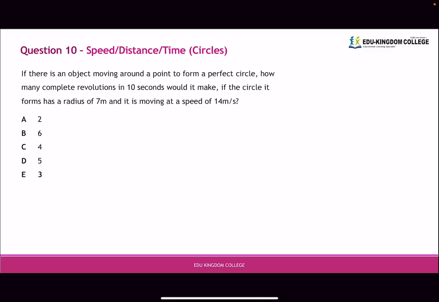Now for our final question, it's a speed, distance, time question. So an object is rotating in a circle. Okay, radius is 7, r equals 7 meters. It's rotating in a circle around and around, and it's going at a speed of 14 meters per second. Now we would need to calculate how many revolutions or how many rotations it does in 10 seconds. So let's calculate the circumference or the distance around this circle first.